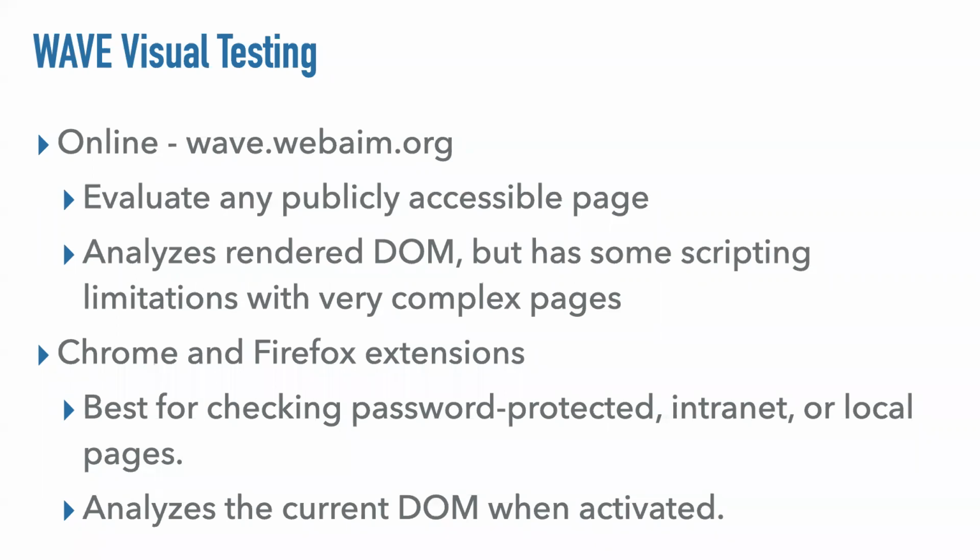There are a few iterations or versions of Wave. The primary two are our online version available at wave.webaim.org and our Chrome and Firefox extensions. These provide visual feedback of accessibility. The online version can be used to evaluate any publicly accessible page because it runs via our web servers. Our server needs to be able to get access to that page in order to test it.